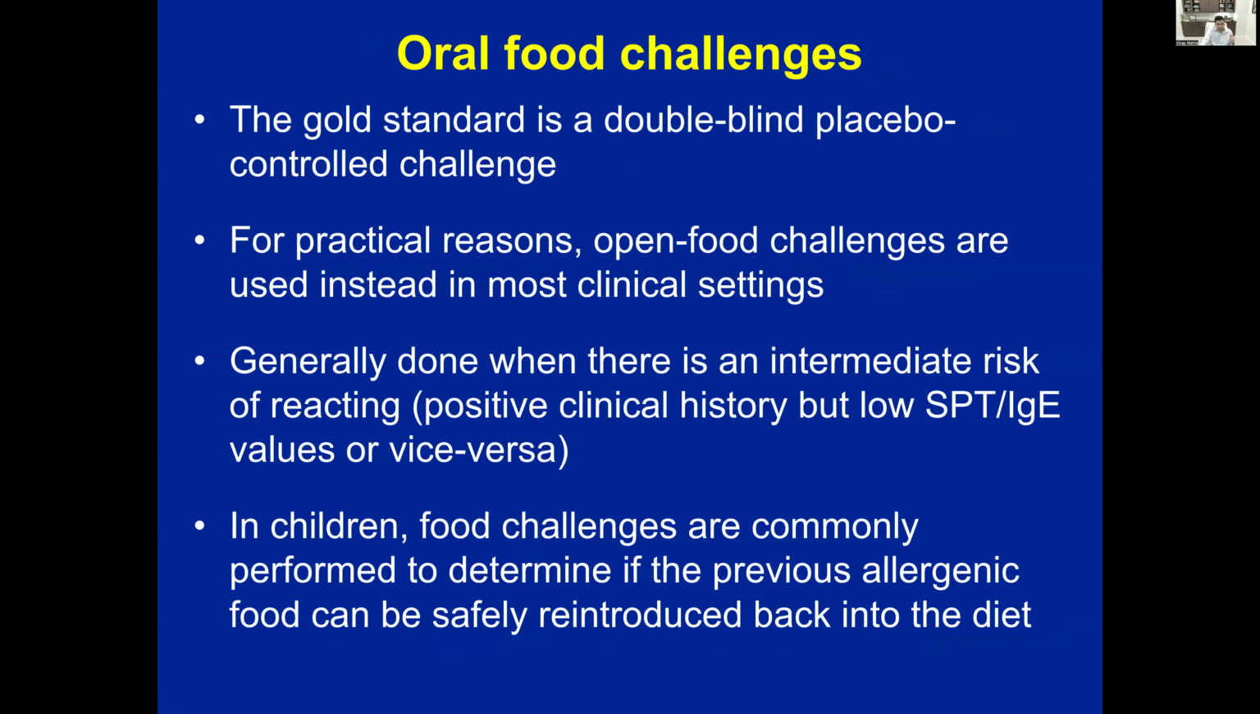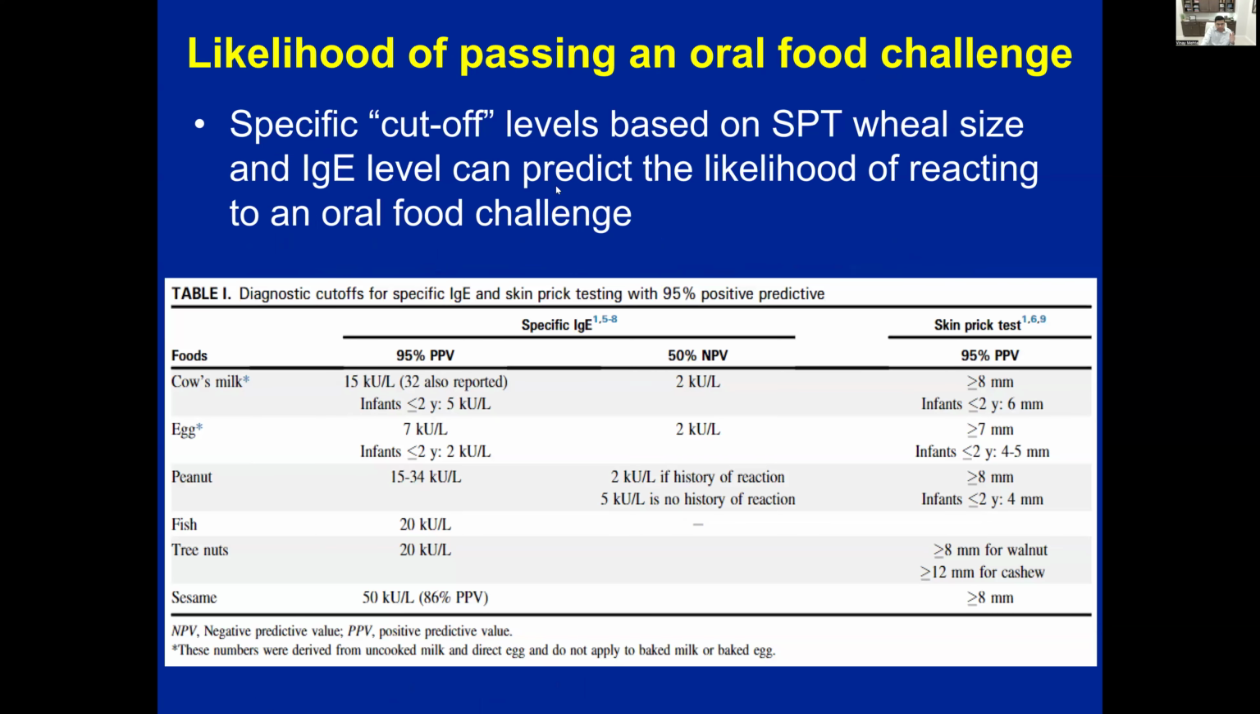Okay. And by the way, the other thing is you can do cutoffs. So sometimes based on the size of the wheal or based on the blood level, you can sort of tell the likelihood of reacting. And we do have established cutoff levels for individual foods. It also depends on the age of the child, whether they're infants or older children.